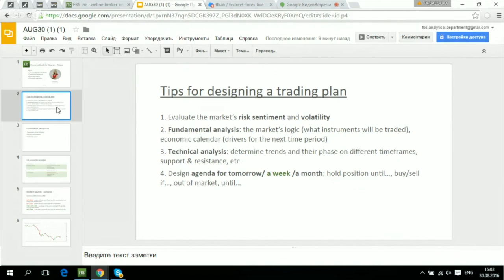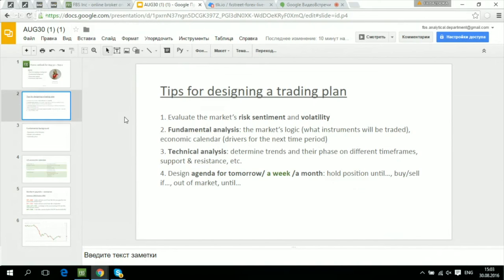So if we see that most important events are, for example, from the euro area, then we will be trading the pairs containing the euro, and so on. Then we use technical analysis to determine the trends, the phases of these trends on different time frames, to develop support and resistance levels, and design our agenda for the time period which we are interested in. I choose to act during a week.